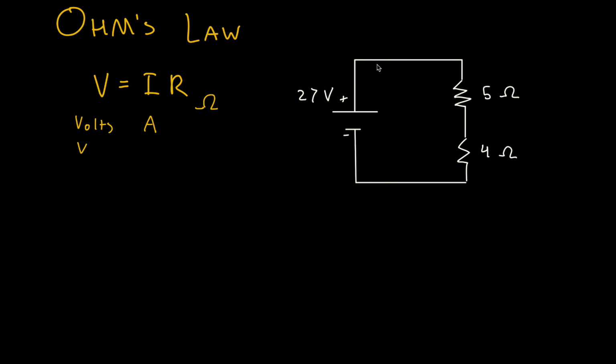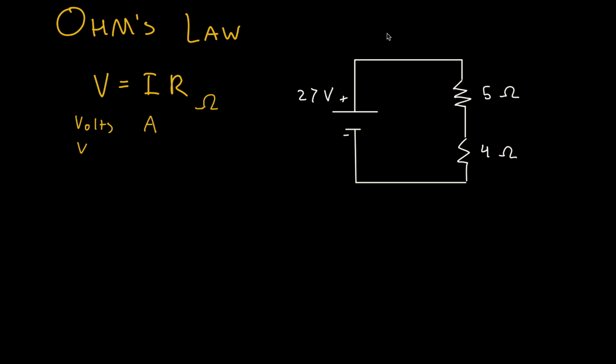All right, so what if we have something like this, where we have two resistors? So we have multiple resistors in our series circuit. We're still going to be using Ohm's law, but we need to find the total amount of resistance to find the current that is going through this entire circuit.